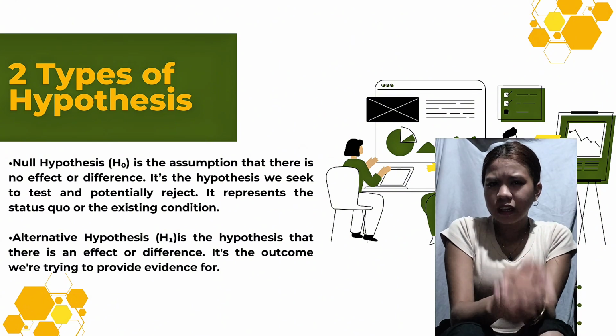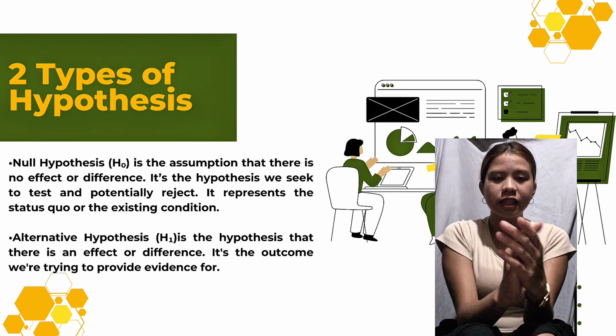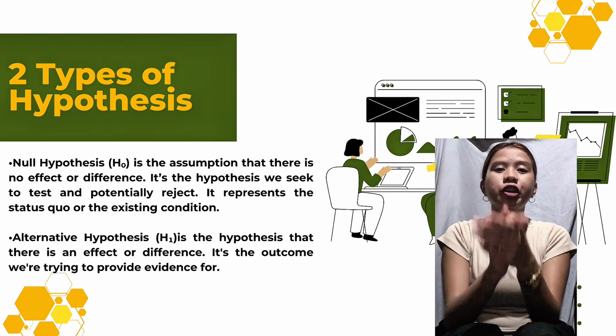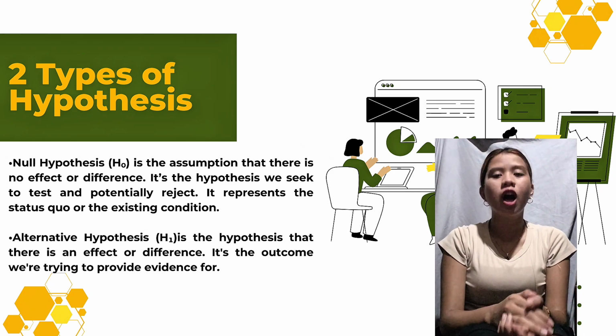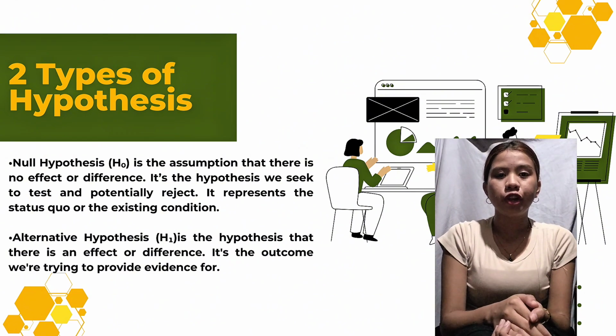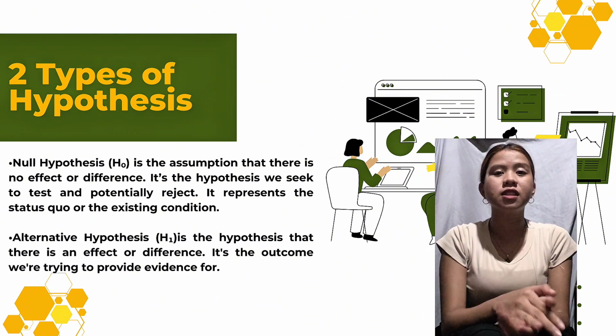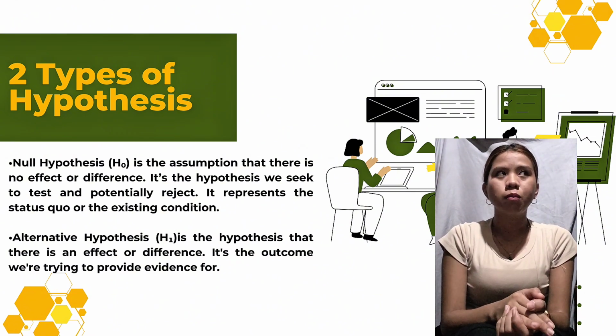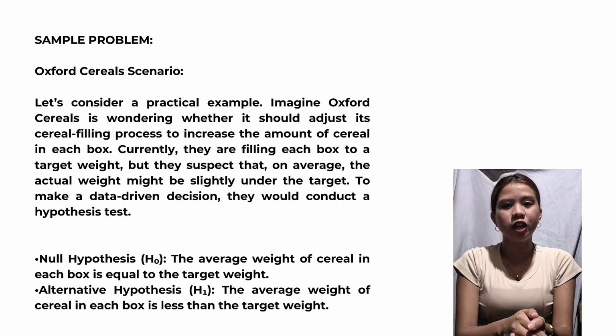Now, think of it like a courtroom: the null hypothesis is the defendant presumed innocent and the alternative hypothesis is the accusation. We test the evidence to decide whether we have enough proof to reject the innocence, the null hypothesis. So, an example is the Oxford Cereals scenario. Let's consider a practical example.